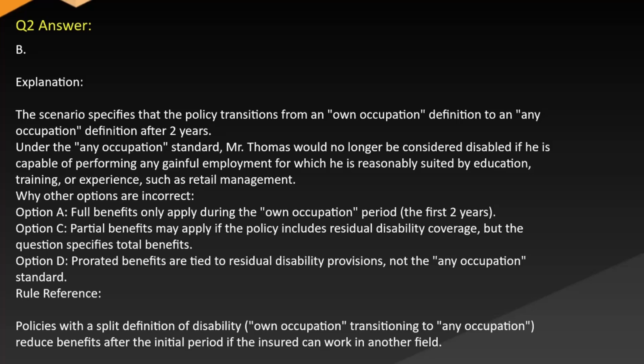Why other options are incorrect? Option A. Full benefits only apply during the own occupation period, the first 2 years. Option C. Partial benefits may apply if the policy includes residual disability coverage, but the question specifies total benefits. Option D. Prorated benefits are tied to residual disability provisions, not the any occupation standard. Rule reference. Policies with a split definition of disability, own occupation transitioning to any occupation, reduce benefits after the initial period if the insured can work in another field.